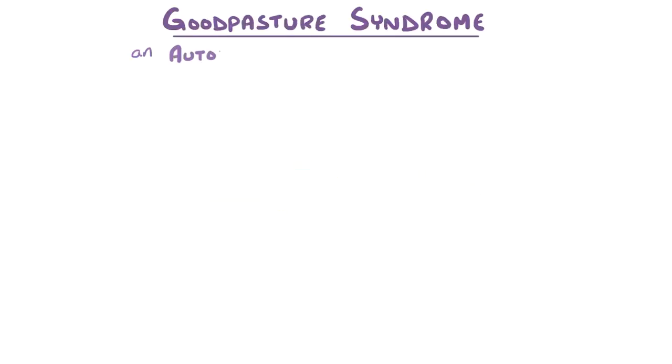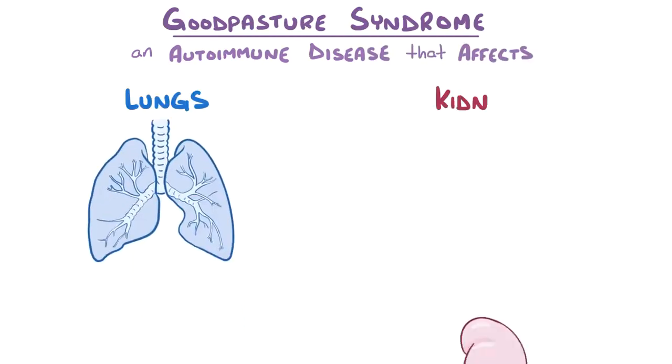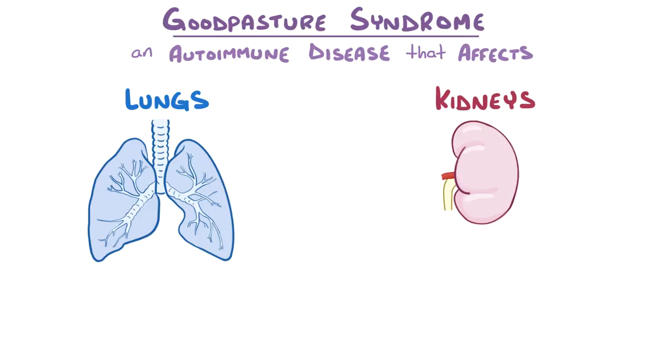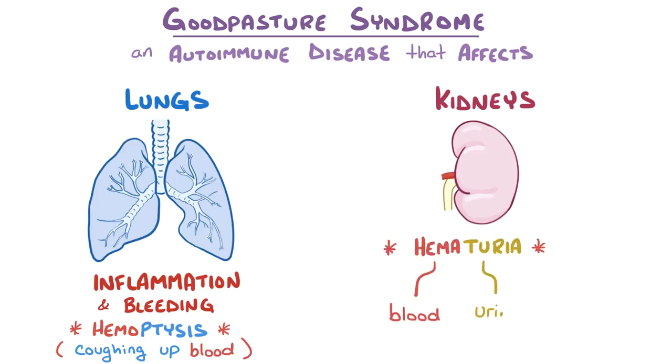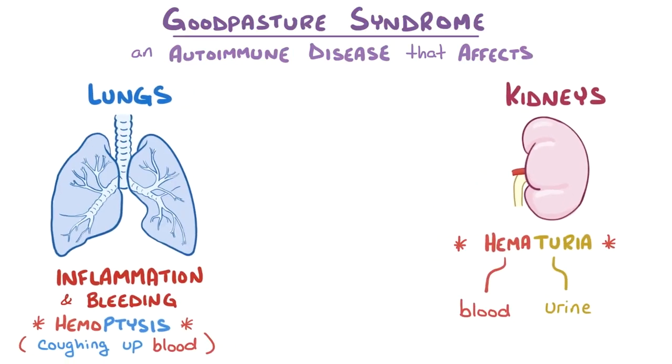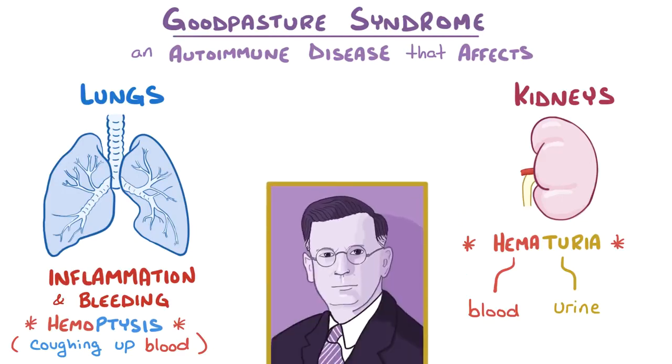Goodpasture syndrome is an autoimmune disease that primarily affects two organs, the lungs and the kidneys. It causes inflammation and eventually bleeding in the lungs, which leads to hemoptysis, or coughing up of blood, and hematuria, or blood in the urine, a pattern first recognized by the pathologist Dr. Ernest Goodpasture.